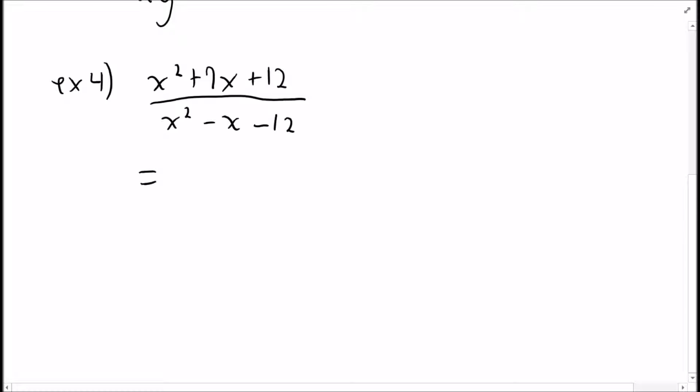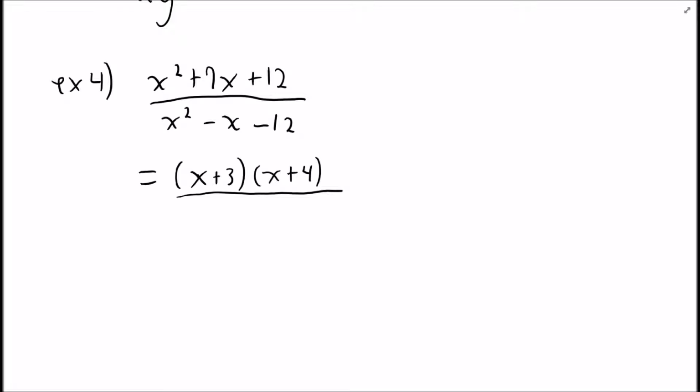So for the top one, what two numbers add to 7, and those same two numbers multiply to 12? That would be 3 and 4. So I'll factorize that into x plus 3, x plus 4. And then on the bottom, what adds to negative 1 and multiplies to negative 12? That would be x minus 4 and x plus 3.